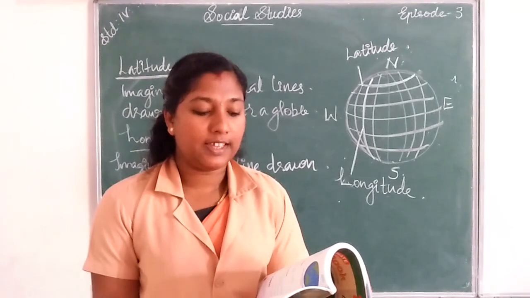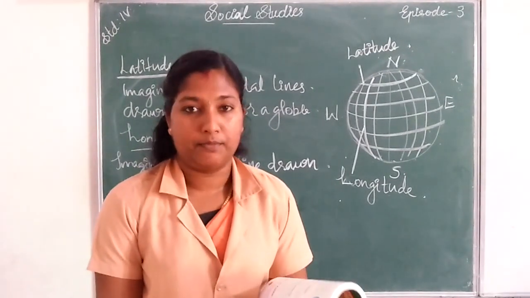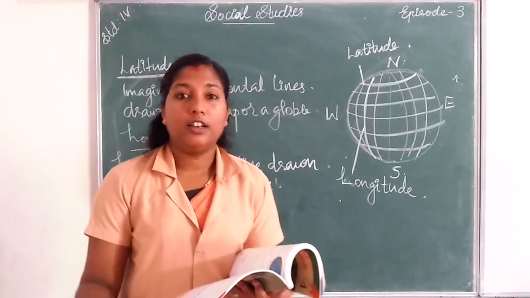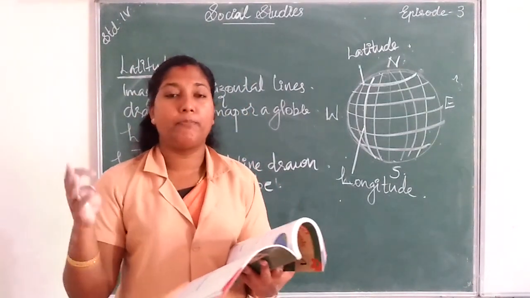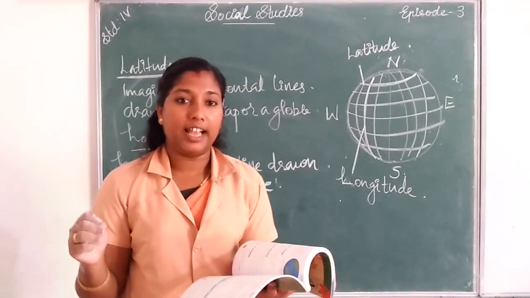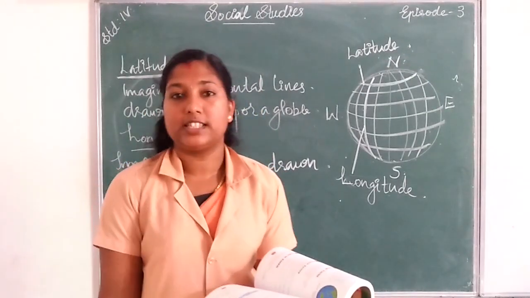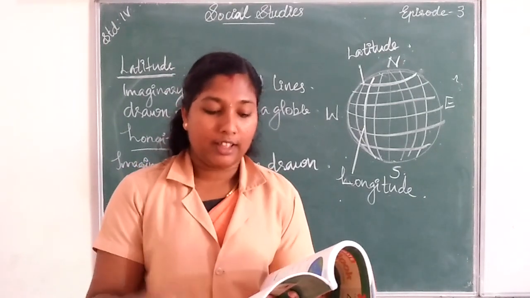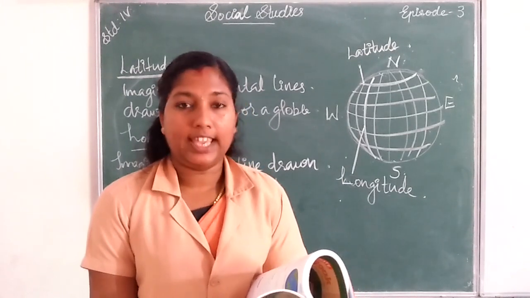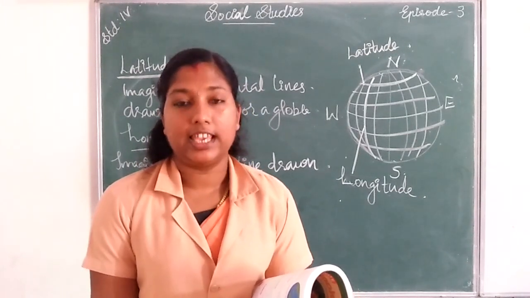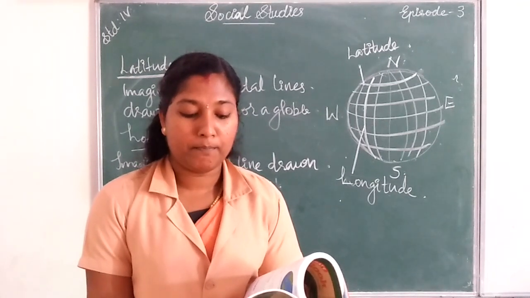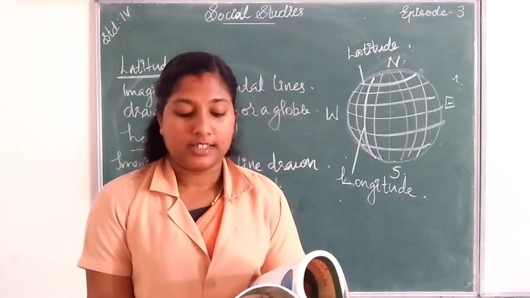Then which of these is not a type of map? We learned different types of maps: physical map, political map, thematic map, city guide map, then weather forecast map. Here are four options given: political, physical, psychological, plan. Which one is the correct answer? Not a type of map.